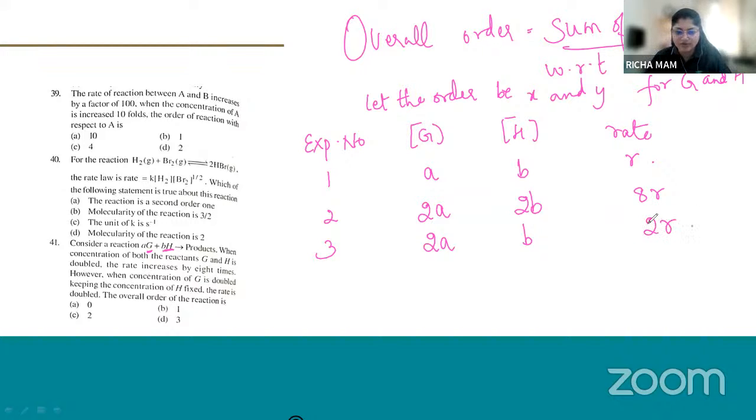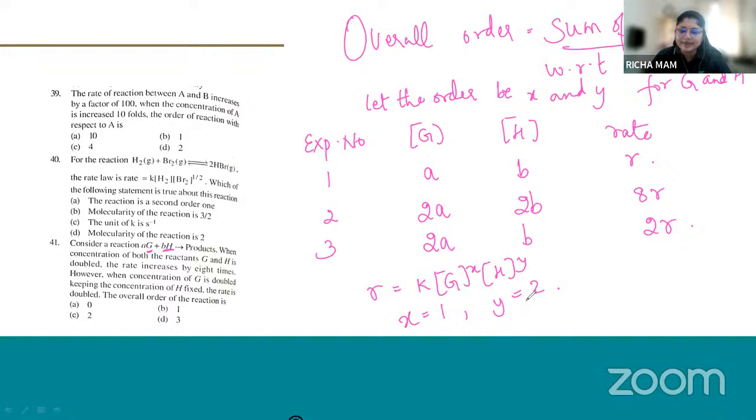Now, how do we calculate the overall order of the reaction? You have to calculate the sum of the orders with respect to reactants. We know that rate is equal to K [G]^x [H]^y. Now, what is x? x is equal to 1 and y is equal to 2.